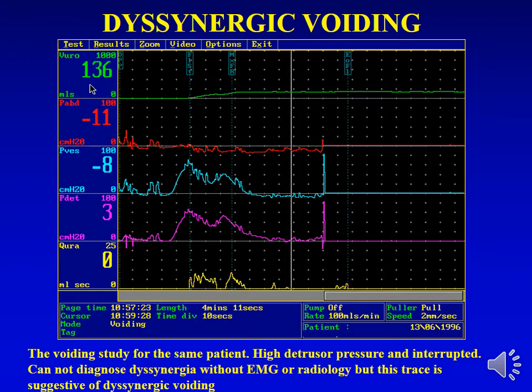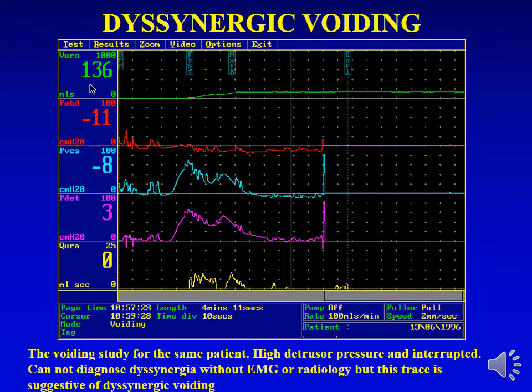Now this is detrusor sphincter dyssynergia during voiding. What do you mean by dyssynergia? Synergy is when things have to occur in such a way that the urine flows unimpeded. In other words, synergy during voiding means when the bladder is contracting, the sphincter must be relaxed. When the bladder is relaxed, the sphincters contract.